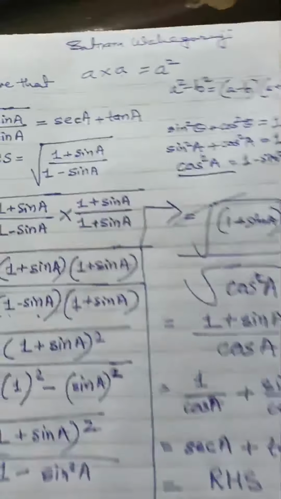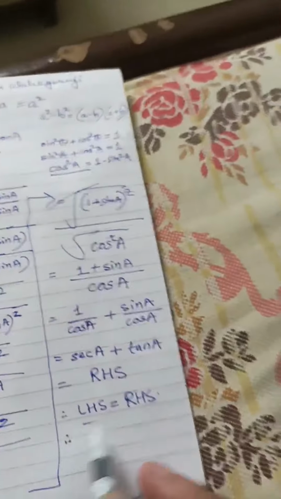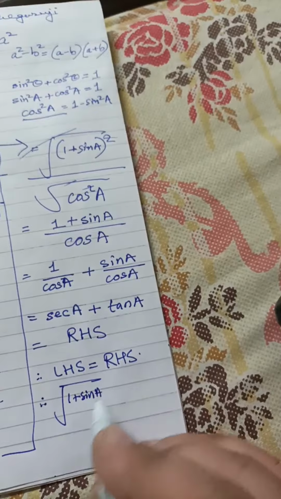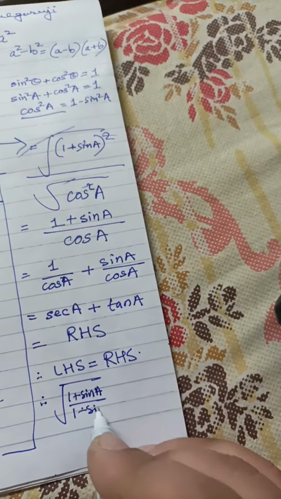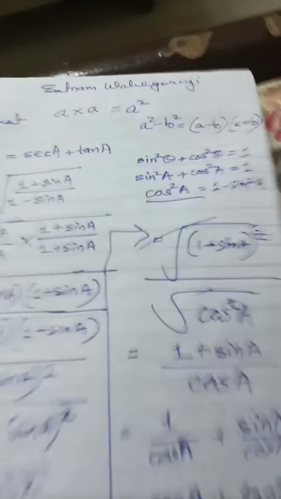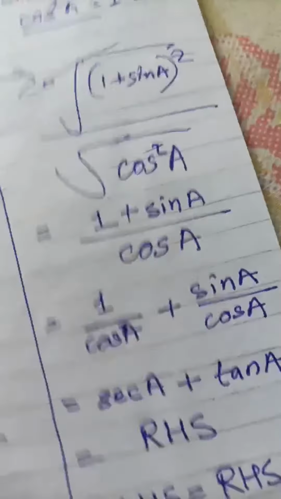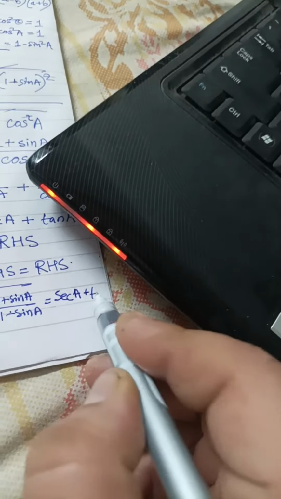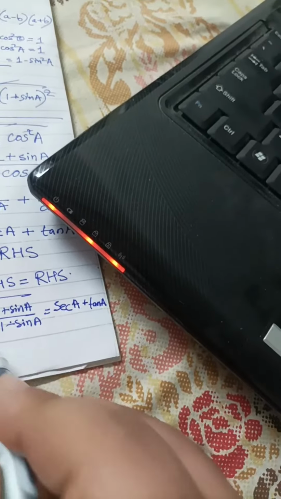Therefore, what was the LHS? It was the square root of 1 plus sin a upon 1 minus sin a, which is equal to sec a plus tan a. Hence proved.